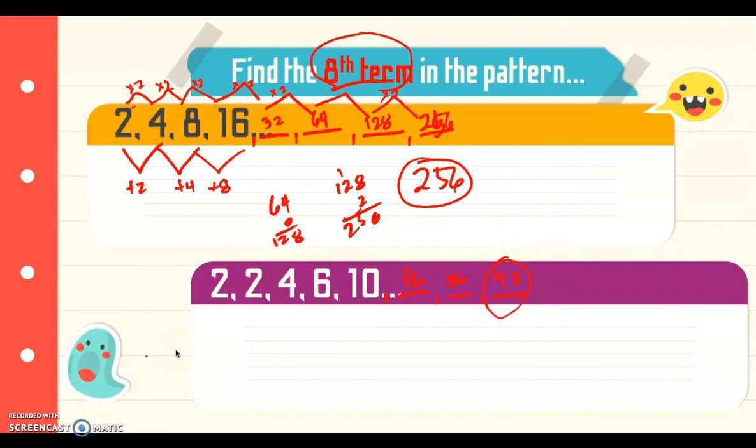When we understand the pattern, we can figure out the succeeding numbers in the sequence. And if there is no pattern, it's not a sequence.